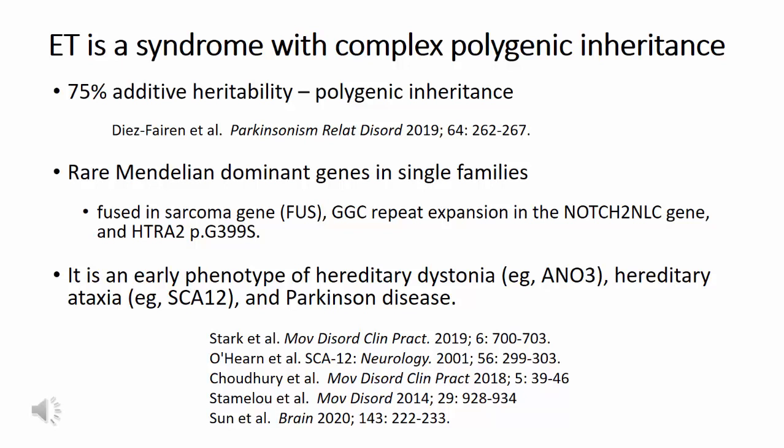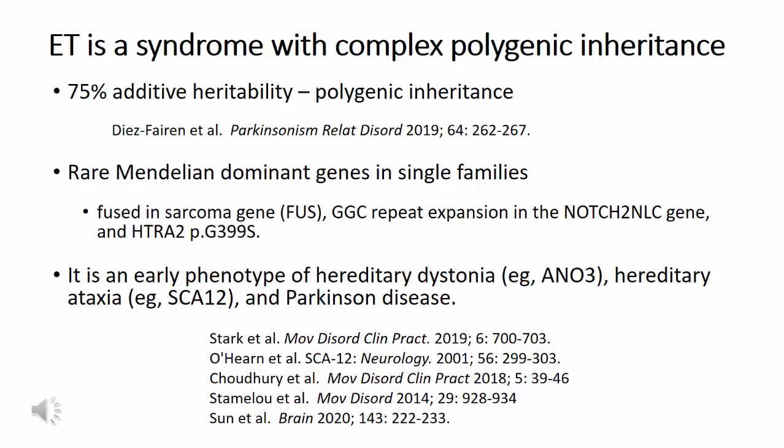Essential tremor, and more commonly essential tremor plus, can be an early phenotype of hereditary dystonia, ataxia, and Parkinson disease. These phenotypes eventually evolve into more complex tremor syndromes.